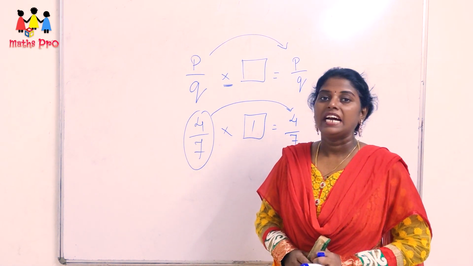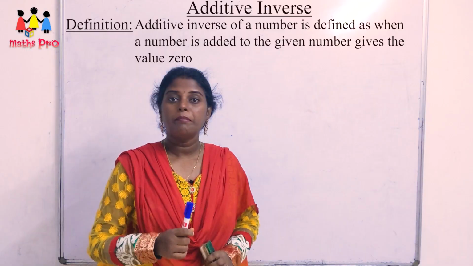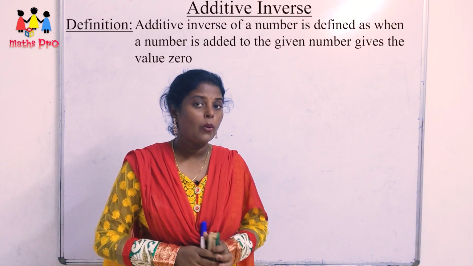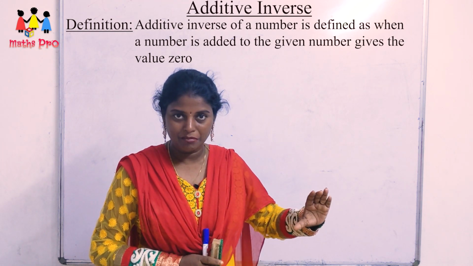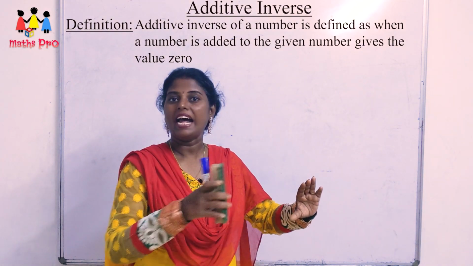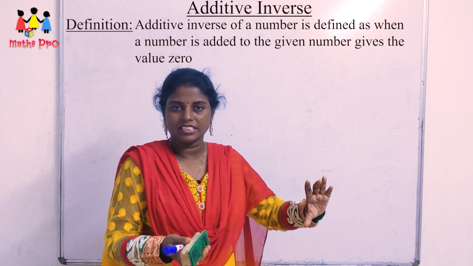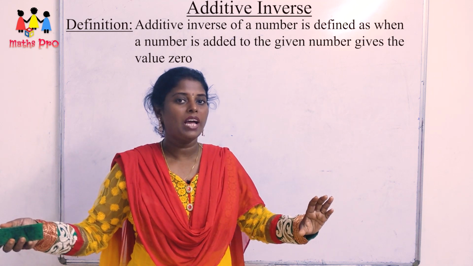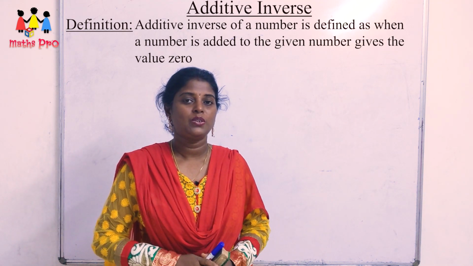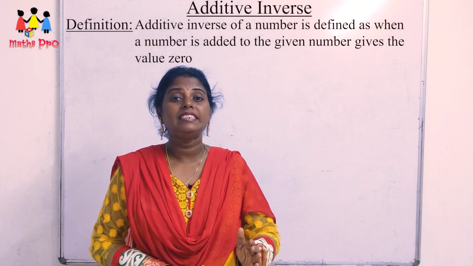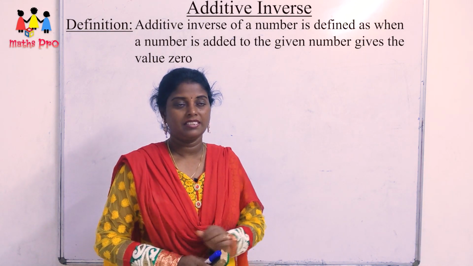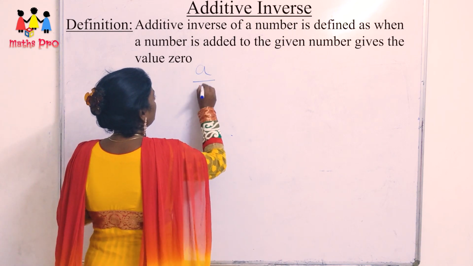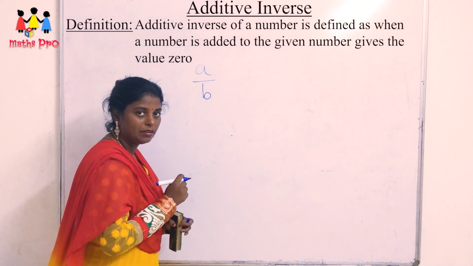Next, we can see additive inverse. By the definition, additive inverse says that when a rational number is added with some rational number, or any number, and results in a value 0, that is called an additive inverse. Example, A by B is a rational number.